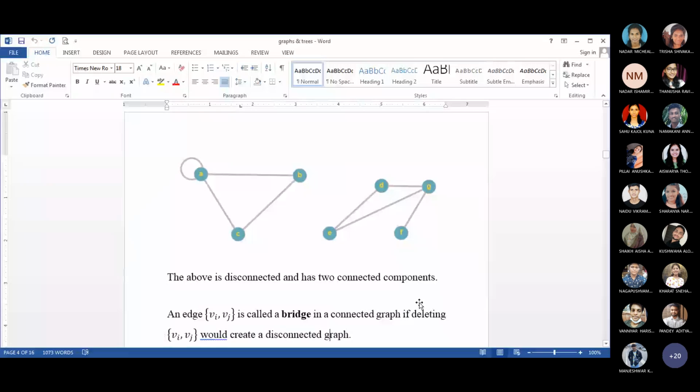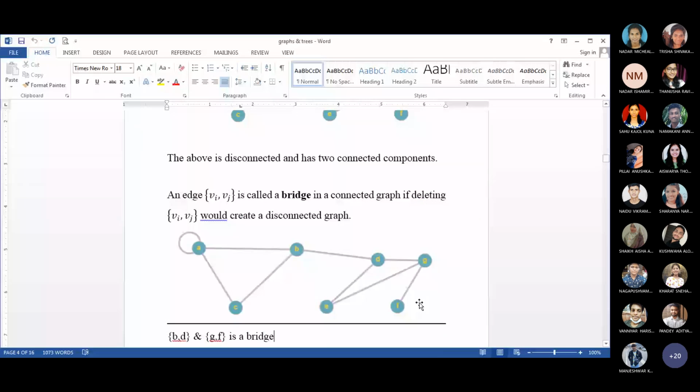Then we discussed a bridge. What is a bridge? A bridge is an edge. Bridge basically is an edge in a connected graph of a type कि उसको delete किया तो the connected graph becomes a disconnected graph. Again I repeat, an edge is called a bridge in a connected graph if deleting that edge will result in a disconnected graph.